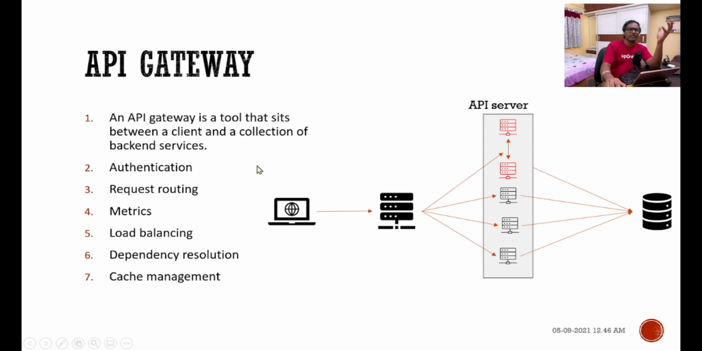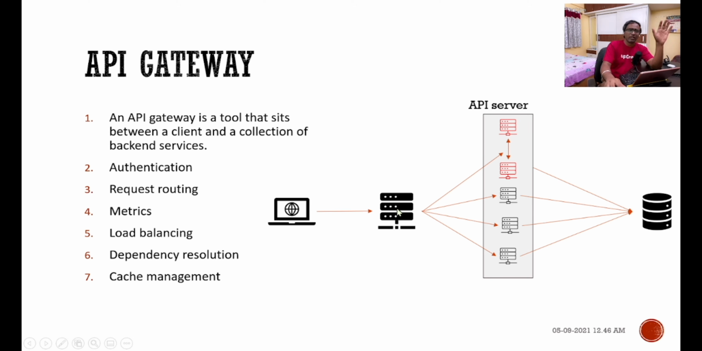Now, what is API gateway or reverse proxy? By now you have understood. API gateway is a tool that sits between a client, here in our case a web application, and the collection of your backend APIs or backend services. So this guy is a middleman. And what are his roles and responsibilities? He'll take care of authentication.